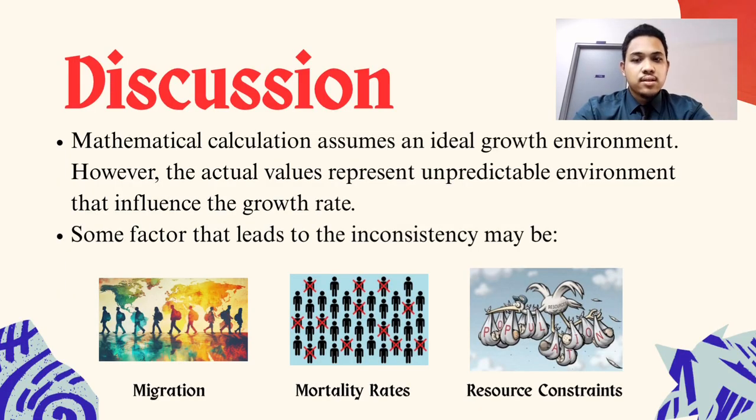Turkey has experienced significant migration inflows, which cause sudden spikes in population that a standard differential equation cannot predict. Secondly, mortality rates. Technological and medical advancements have likely decreased the mortality rate faster than the model anticipated, leading to higher than expected survival. Lastly, resource constraints. The leveling off seen at the end of the graph suggests that birth rates may be dropping or resources such as housing and jobs are reaching their limit, creating a carrying capacity effect.